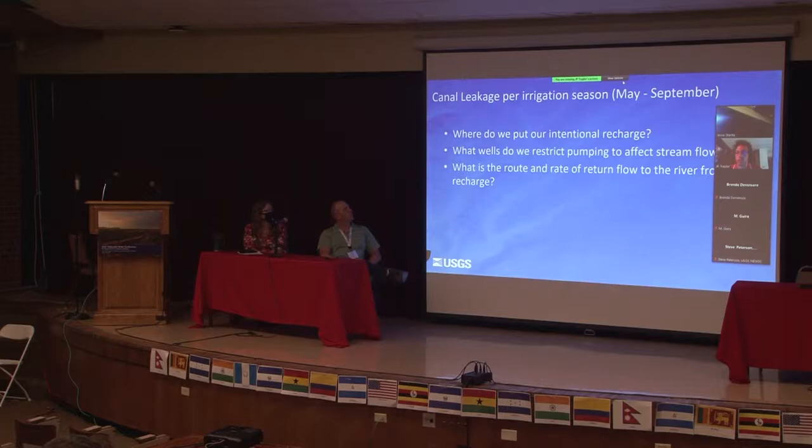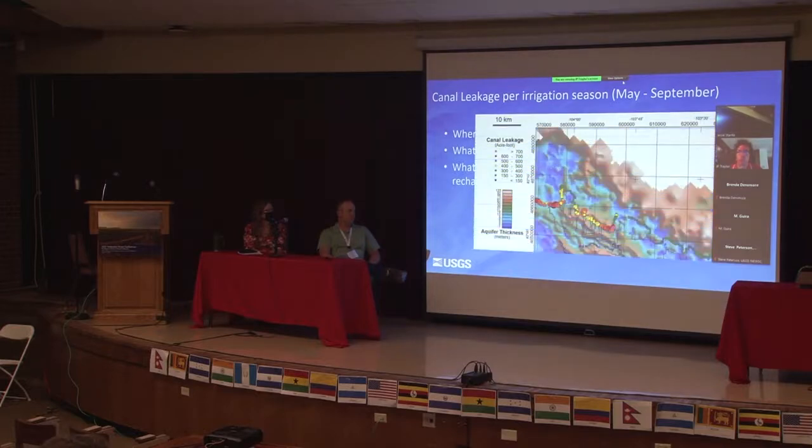Canal leakage, like I mentioned, was an important aspect of this model. The NRD wanted to know where they could put intentional recharge that would flow quickly to the Platte River to support base flow, and also where they could potentially restrict some pumping of wells to affect stream flow. And of course, the route and rate of return flow of that recharge to the river was something they were interested in.